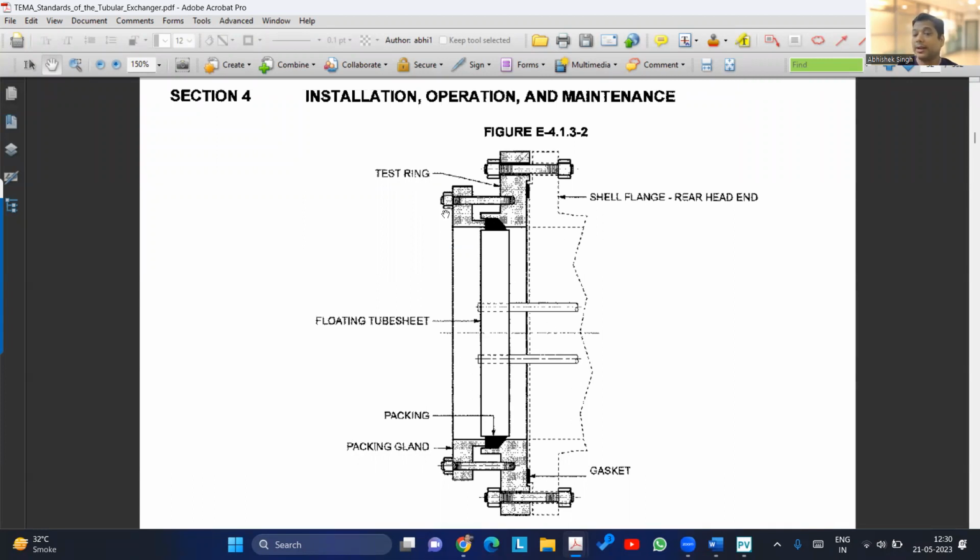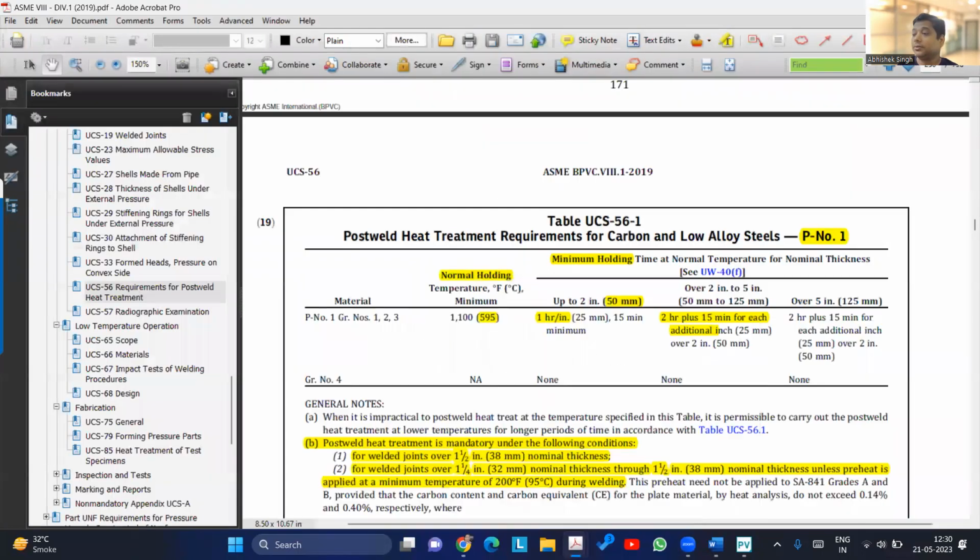This is how we'll have to arrange. These are the test rings. Two test rings will be required like this. So these are the testing. I hope that is clear, Akash.